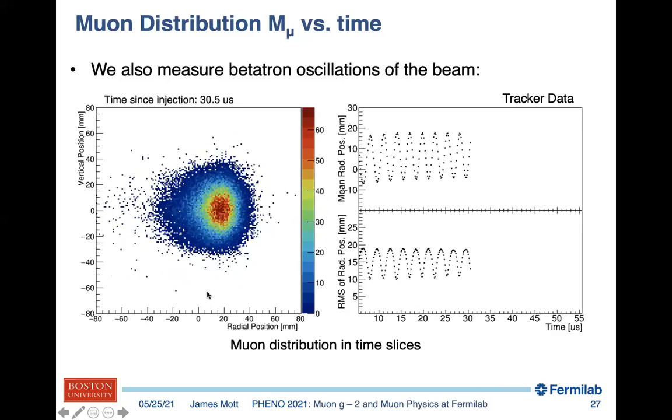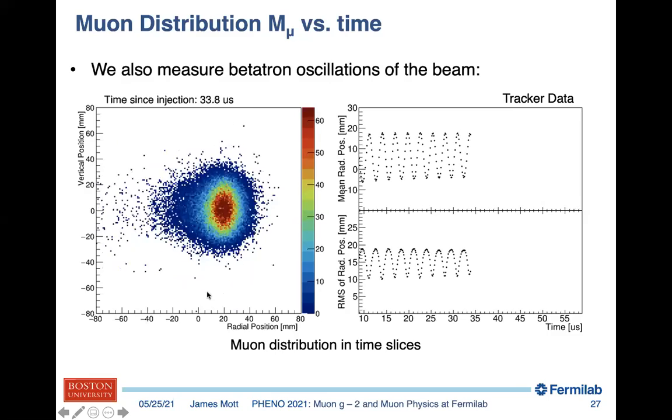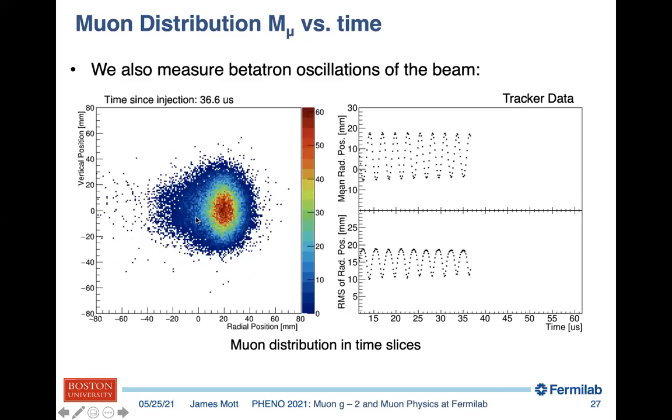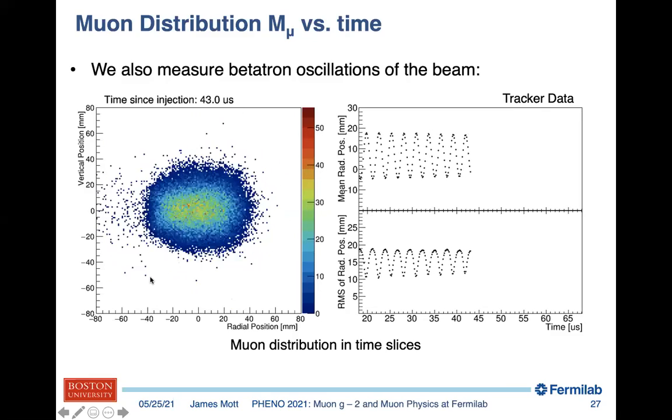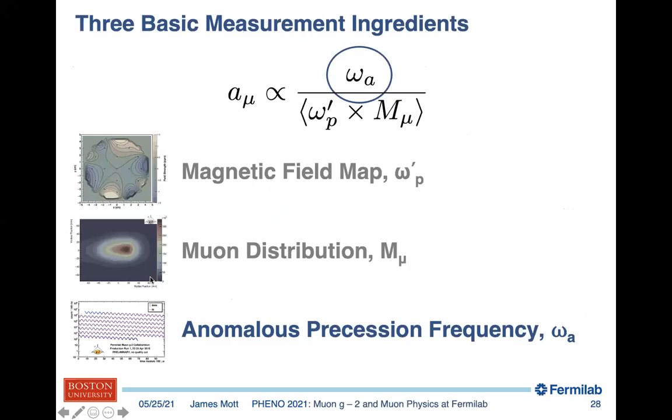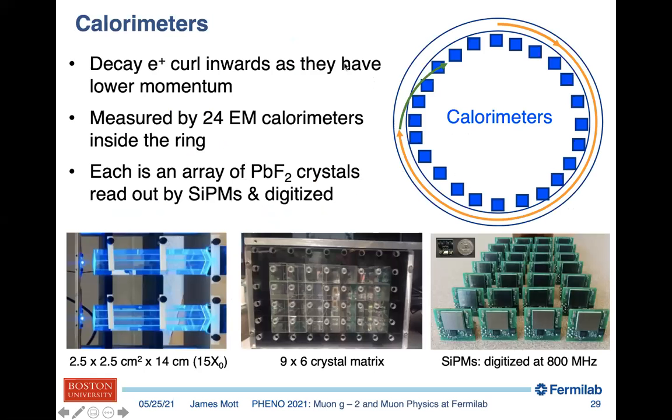These are important later for the precession frequency analysis, where the acceptance of the detector is different depending on where the beam is, and so these can couple into that analysis. Now, speaking of that analysis, that's the last ingredient we need. That's the numerator here. So we measure that using these calorimeters. Those decay positrons that I mentioned earlier, they're curling inwards, and we measure them with these 24 electromagnetic calorimeters that are all around the inside of the ring.